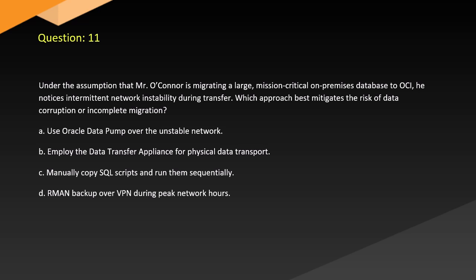Question 11. Under the assumption that Ista O'Connor is migrating a large, mission-critical on-premises database to OCI, he notices intermittent network instability during transfer. Which approach best mitigates the risk of data corruption or incomplete migration? A. Use Oracle Data Pump over the unstable network. B. Employ the data transfer appliance for physical data transport. C. Manually copy SQL scripts and run them sequentially. D. RMAN backup over VPN during peak network hours.